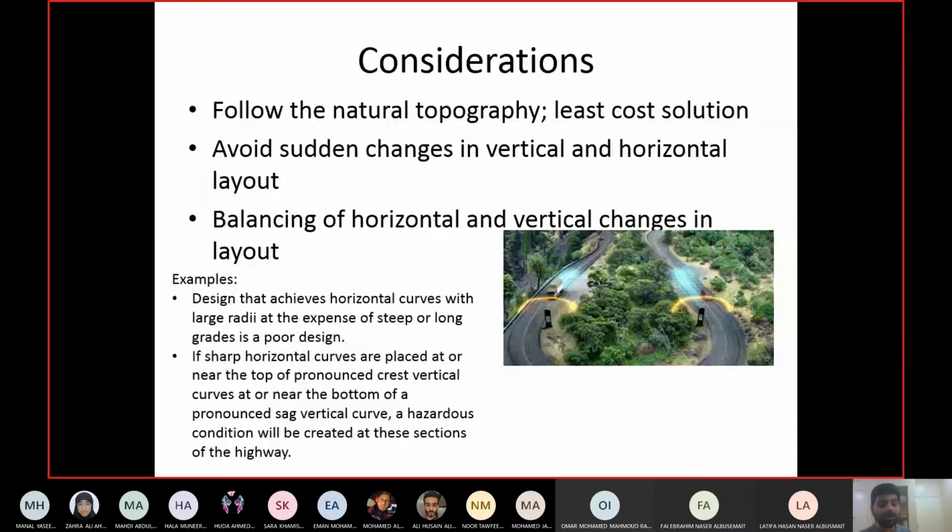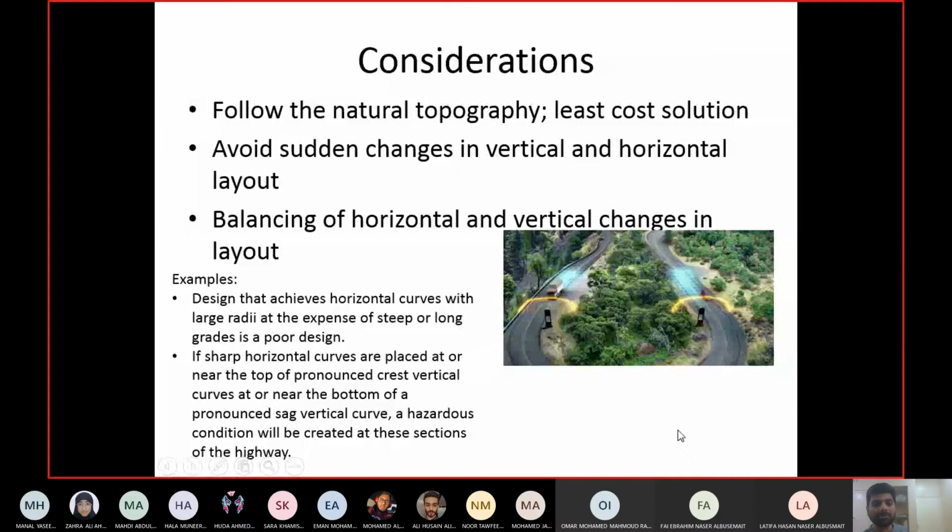Okay. Second example is you have a horizontal curve and a vertical curve, where you are combining the horizontal and vertical curve at the same point. So you have a horizontal curve at the same point or just near that point, you have a vertical curve as well. Remember, horizontal curve means change in direction, vertical curve means change in gradient. So you can see it in this picture here. So we are turning, so change in direction, and then we are changing the gradient as well.